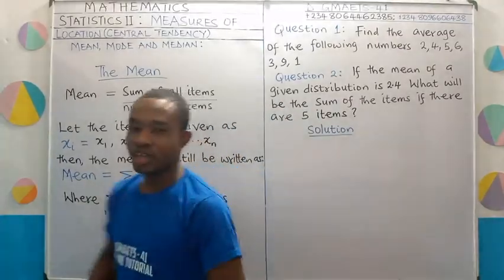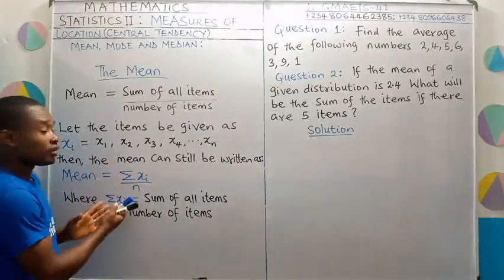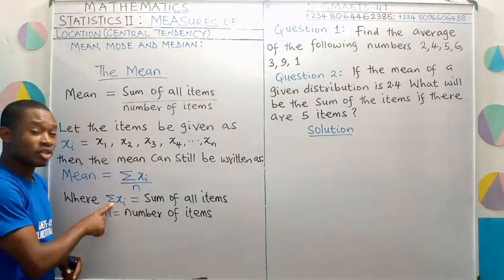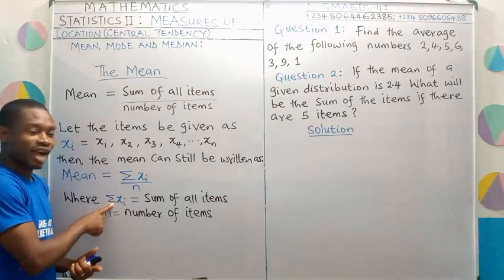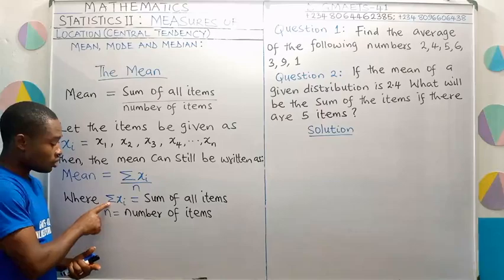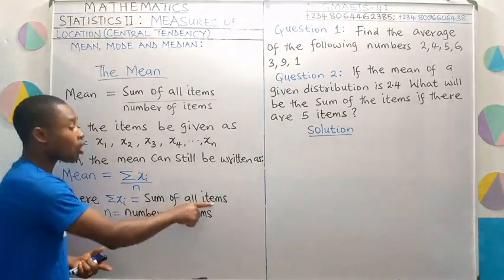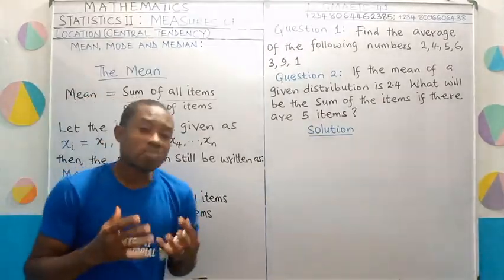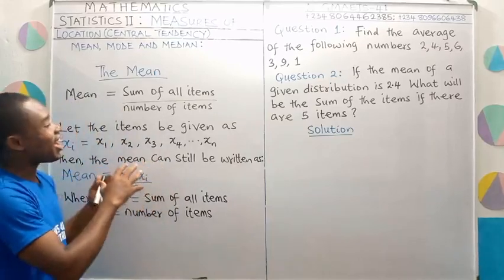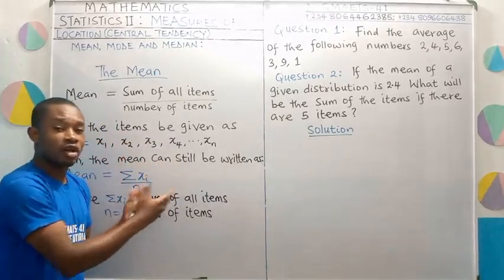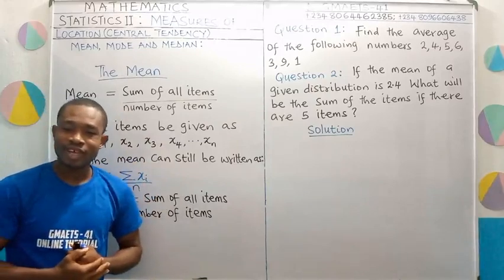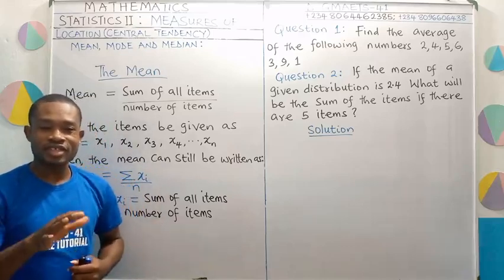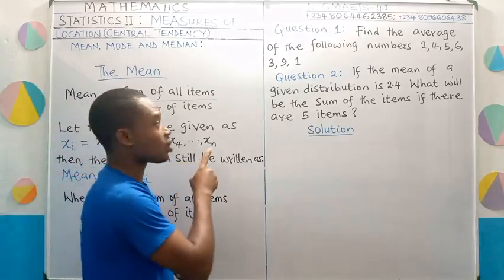Now, the meaning of the things I used in this formula is written here on the board. This sign, which is sigma, actually means sum. So this means sum of all items, and n is the number of items. This is much of what you should know as an introduction to the formula of the mean. And remember, the mean is also called the average, or you can call it the arithmetic mean. Having said this, let us look at these questions we have on the board.